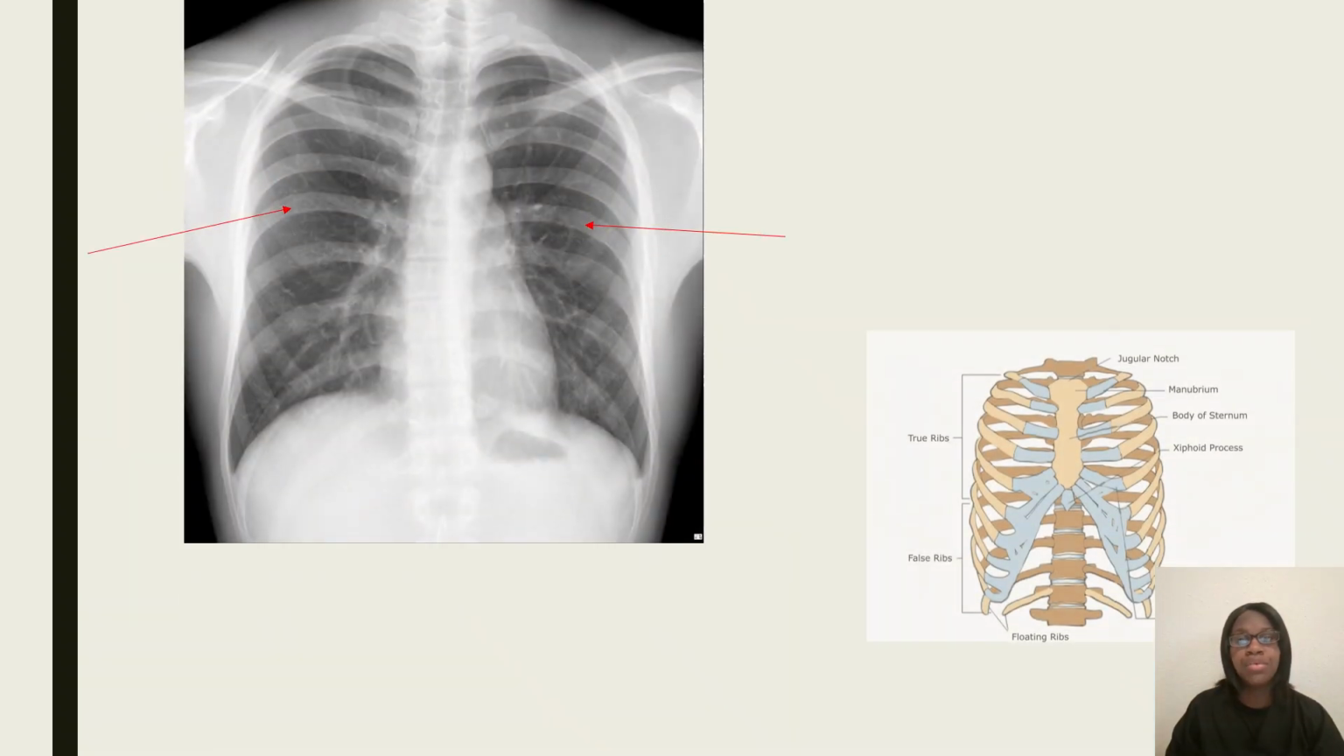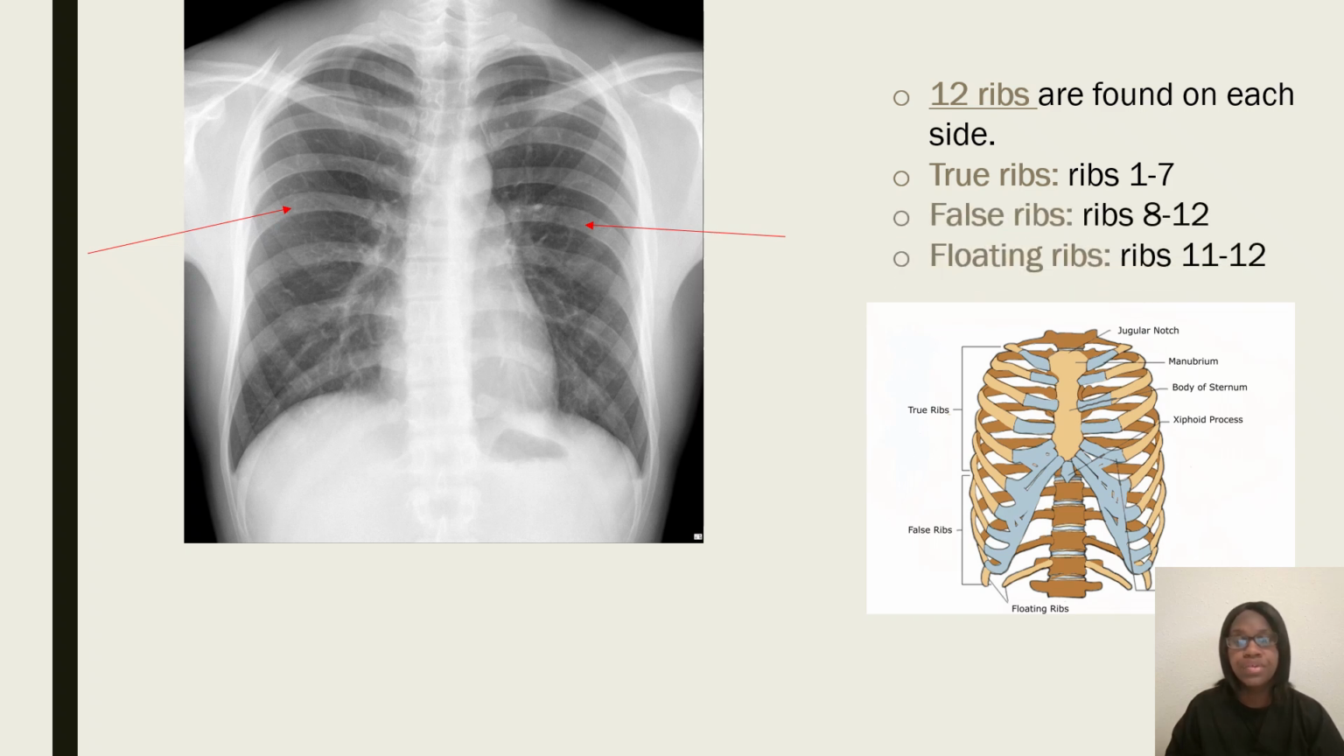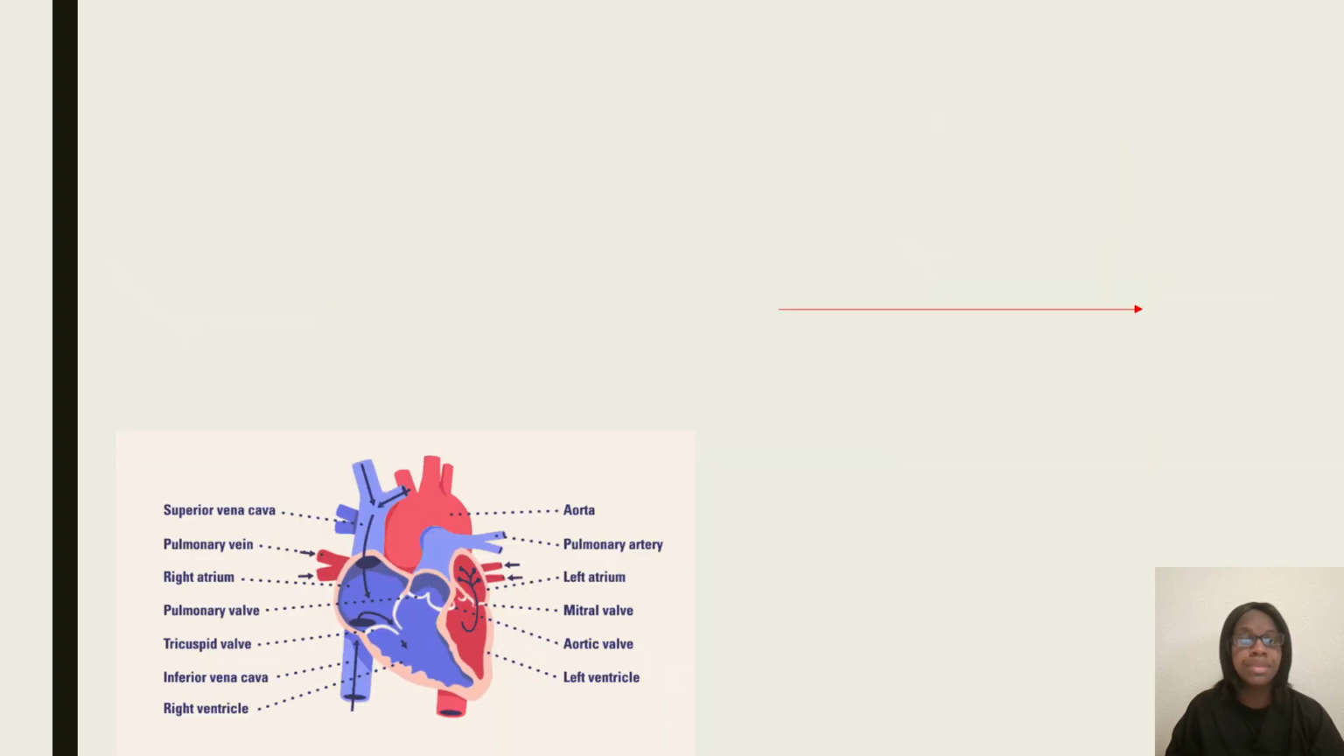Now we have our ribs. We have 12 ribs on each side. Ribs 1 through 7 are considered the true ribs. And then your false ribs are ribs 8 through 12. Your floating ribs are ribs 11 through 12.